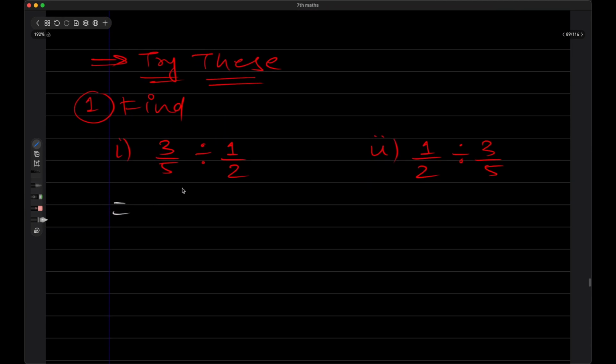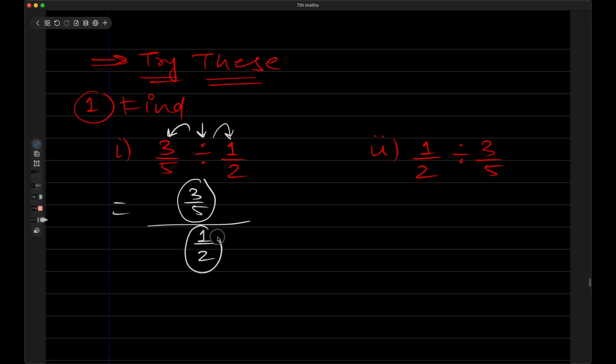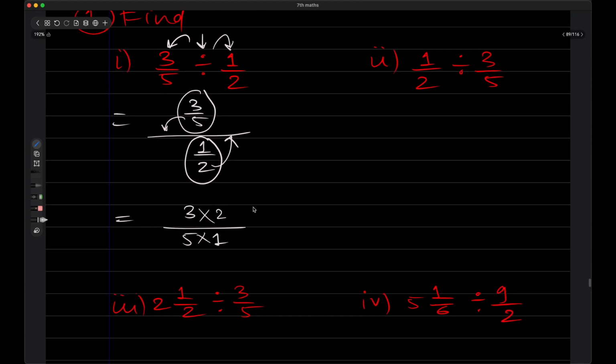First one, that is 3 by 5 divided by 1 by 2, that is fraction divided by fraction. Starting from the division line, the left side is above the division line, and the right side is below the division line. That is 3 by 5 above the division line and 1 by 2 below the division line. Then for all the fractions, send the denominator to the opposite side, that is 5 and 2 to the opposite side. That is equal to 3 as it is, send 5 to the denominator, and 1 as it is, send 2 to the opposite side, and that is equal to 6 divided by 5, which is the answer.